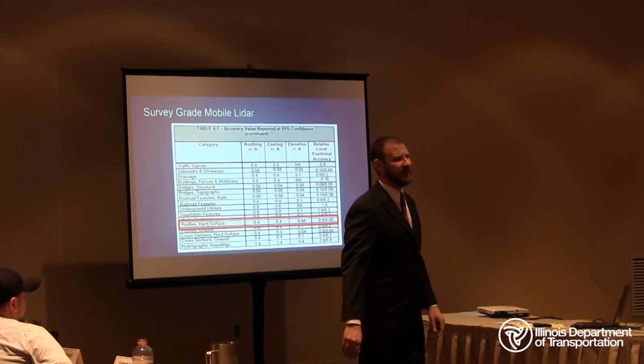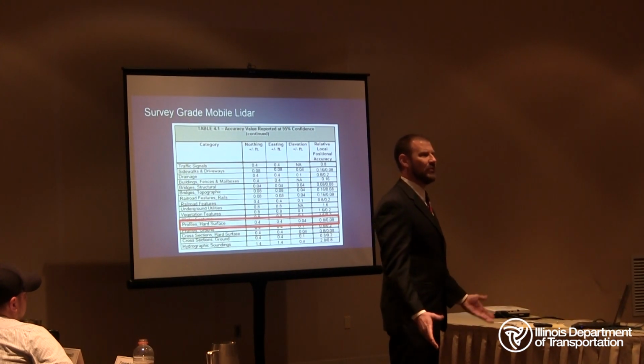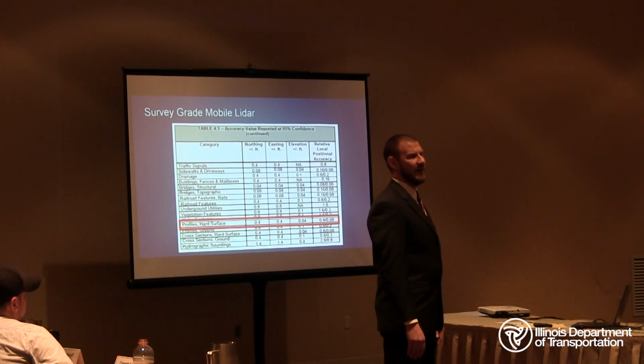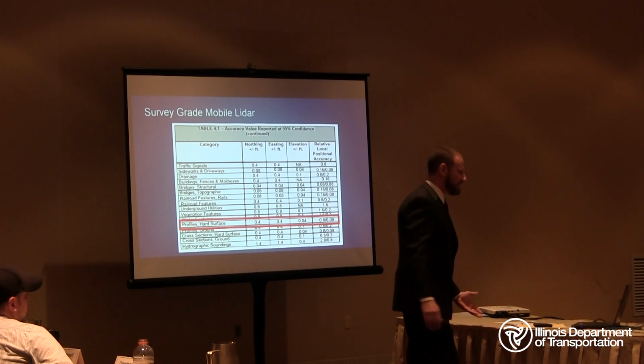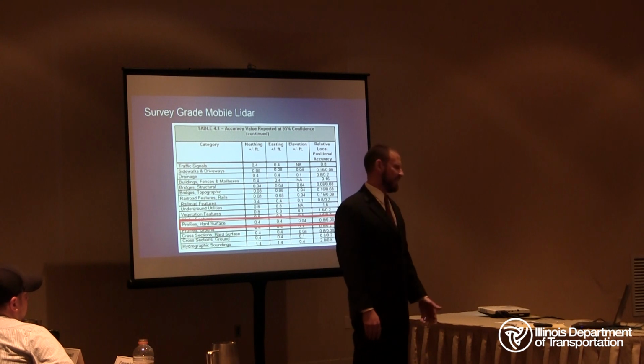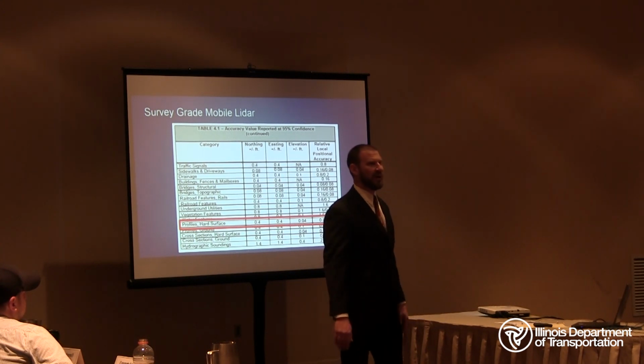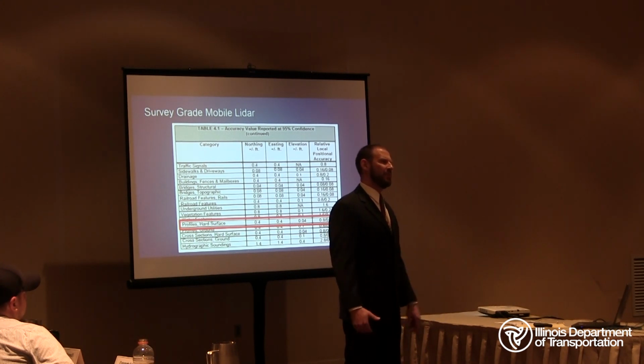Let me start out by kind of getting into the term survey grade. What is survey grade LIDAR data? Basically what I want to point out on this is that the 0.4 in the northing, that's a little less than half a foot, 0.4 in the easting, nothing to worry about. We can easily achieve that with either mapping grade or survey grade LIDAR.